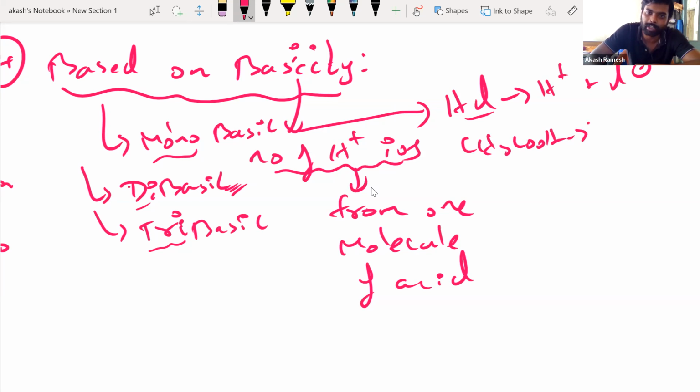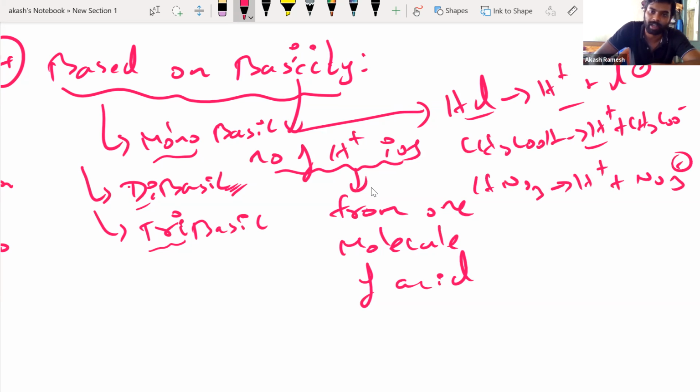CH3COOH will give H plus and CH3COO minus, again only one H plus. HNO3 will give H plus and NO3 minus, again only one H plus. So all of them are capable of giving only one H plus ion from the acid. All these come under monobasic acids.